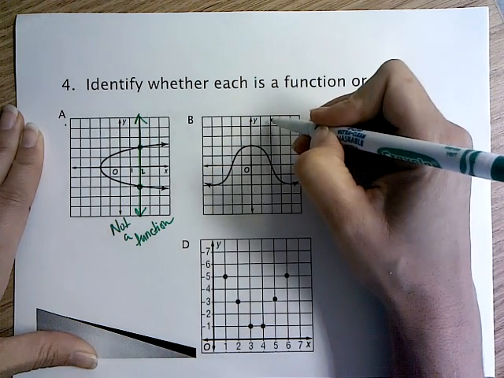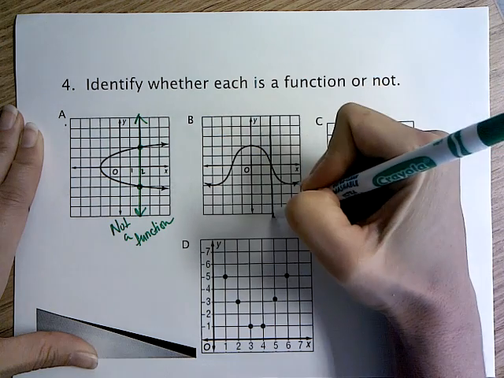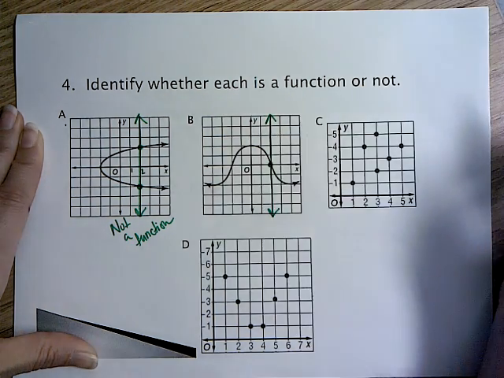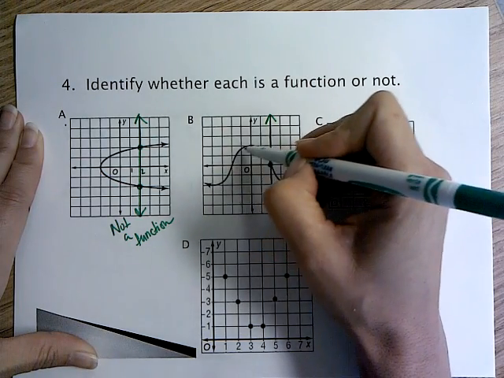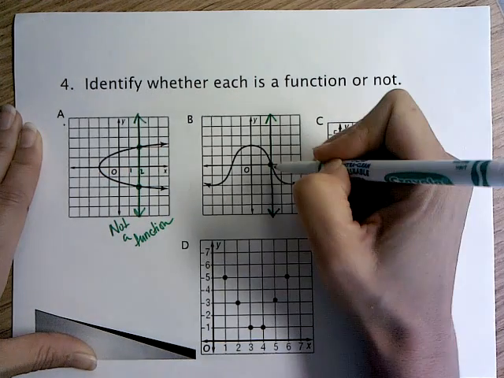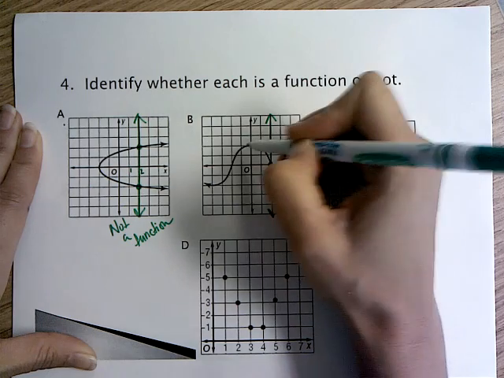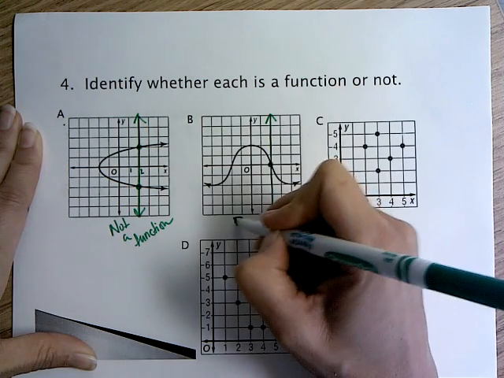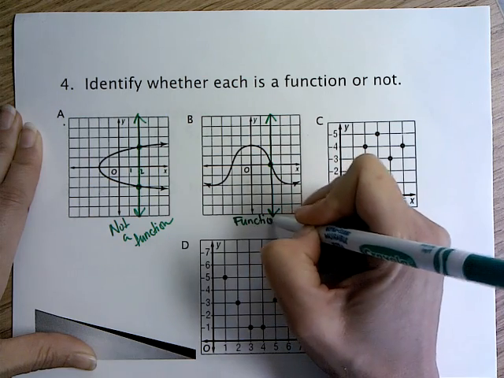On number B, if I draw a vertical line, I see I have 1 point of intersection, and if I look anywhere on here, x is not going to repeat anywhere. Here x is 2, here x is 3, here x is 0, here x is negative 2. So this is a function because x does not repeat.